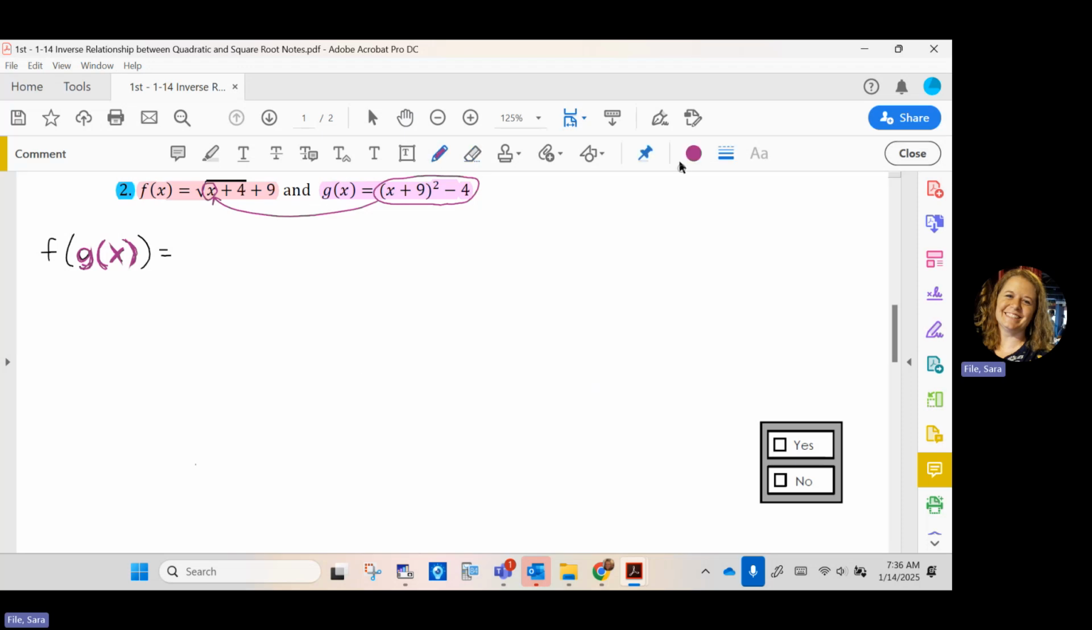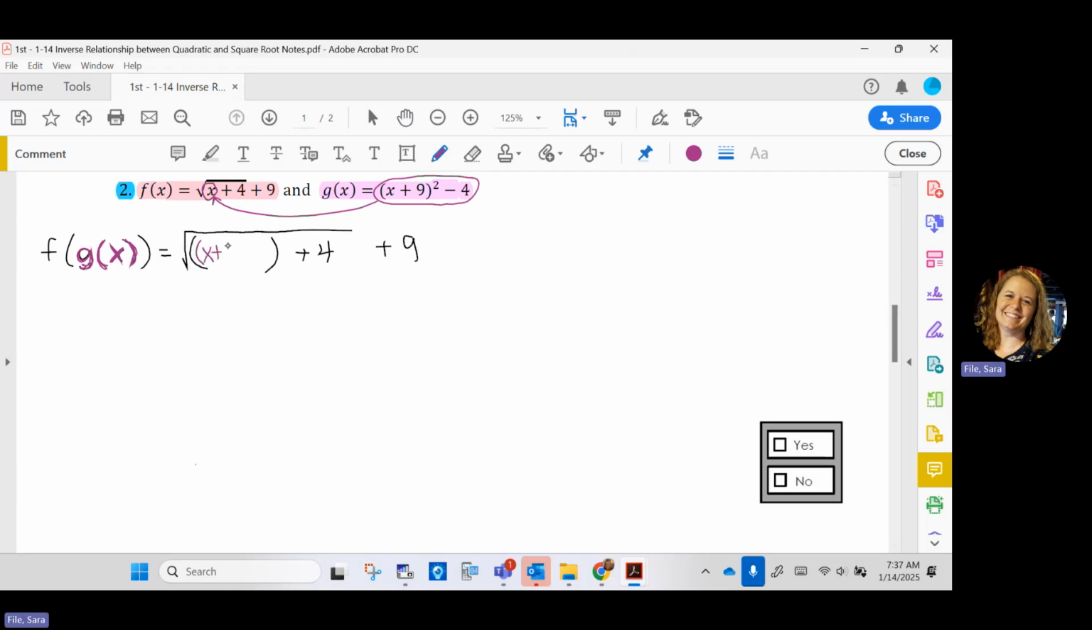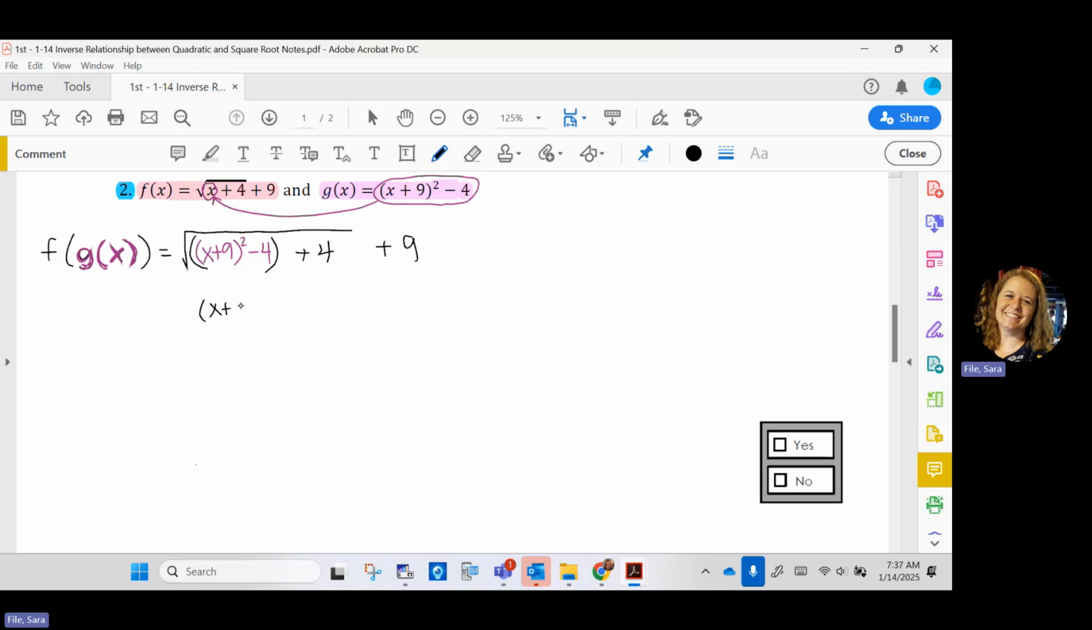All right, so that is going to look like this. I have the square root, and then instead of x, I'm going to put some parentheses there. Then we've got plus 4 on the inside and plus 9 on the outside. In the parentheses, I'm plugging in this expression here, which is x plus 9 squared minus 4. Now let's simplify. Looking at this outer set of parentheses, I don't need those, so I can drop them. So I've got x plus 9 squared minus 4 plus 4, all under the radical, and then plus 9.